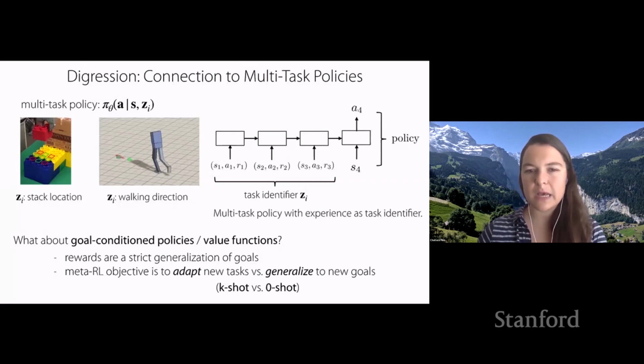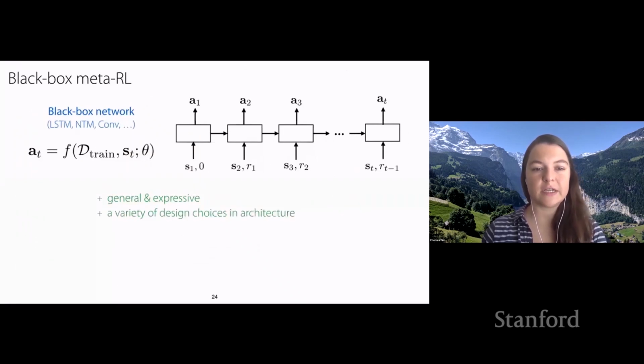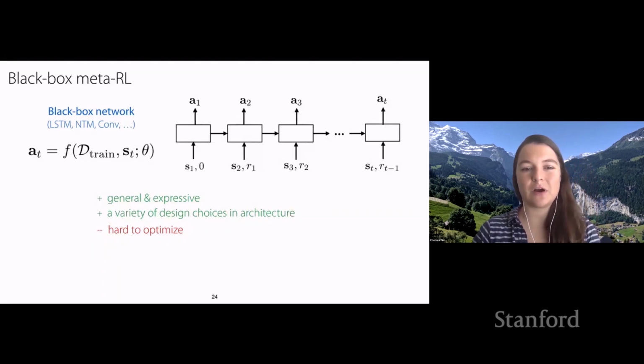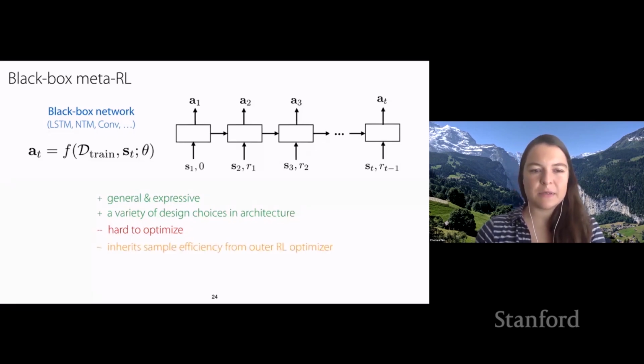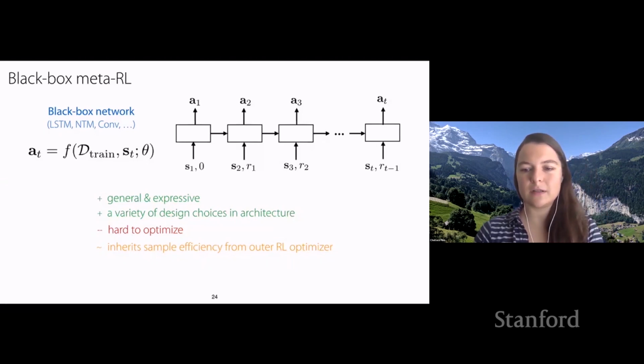Okay, so to summarize black box meta-RL, these approaches are very general and expressive. There's a variety of design choices for the architecture. The downside from before is that these architectures can be hard to optimize because they have to figure out how to process experience and use that to learn the task. So they have a pretty hefty task to do. And then lastly, these methods inherit the sample complexity of the outer RL optimizer. If you use an off-policy RL optimizer that's able to reuse data, then they tend to be a lot more efficient than if you use an on-policy RL optimizer.